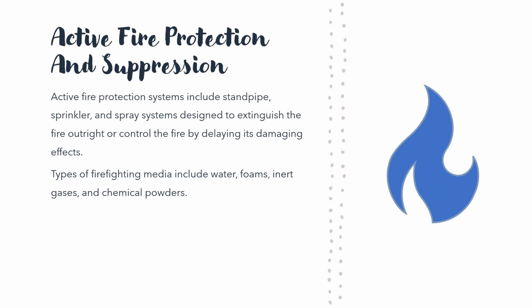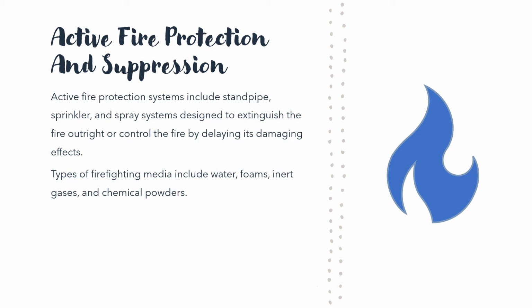So we have talked about the passive fire protection. Now we also have the active fire protection, the suppression. Passive fire protection is about using building materials that resist fire passively, but we also need to actively suppress the fire when the situation gets out of control.